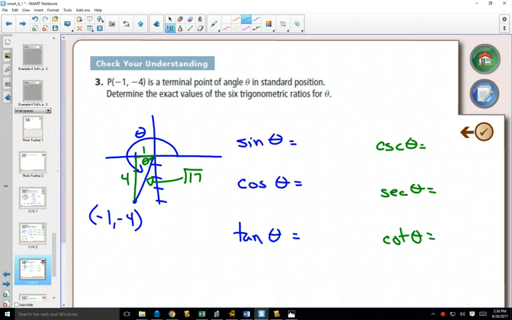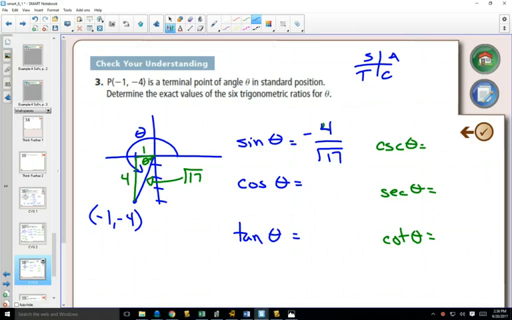SOHCAHTOA says that if I have this reference angle, what's sine equal to? Opposite over hypotenuse. So I can write, I'll do that one in blue, 4 over root 17. It's in quadrant 3. Will sine be positive or negative? Negative. So I like to write my ratio first and then think about my CAST rule to find out if it's going to be positive or negative. Since it's in quadrant 3, my CAST rule says that only tan should be positive in quadrant 3.